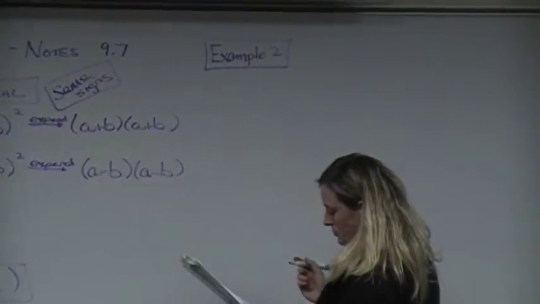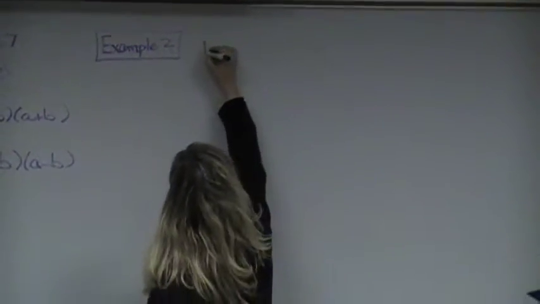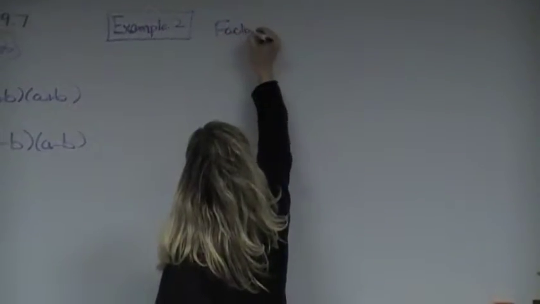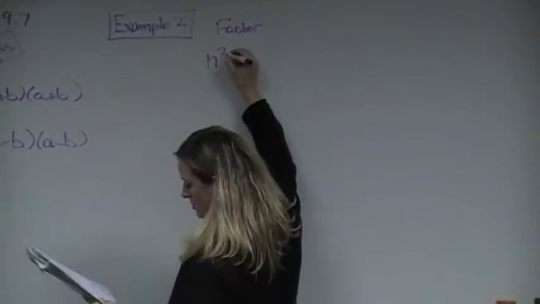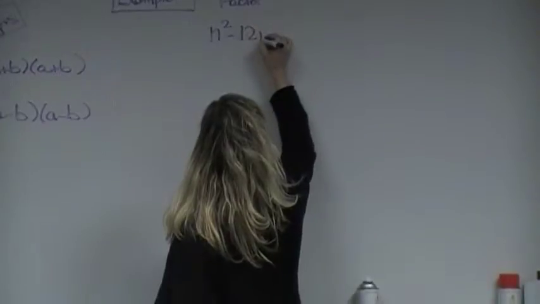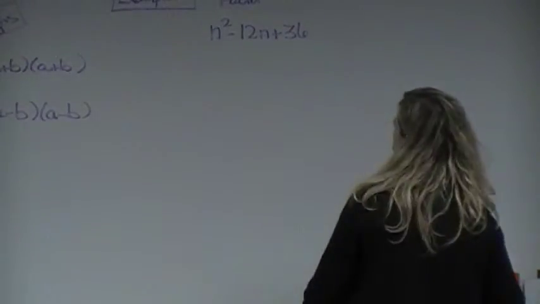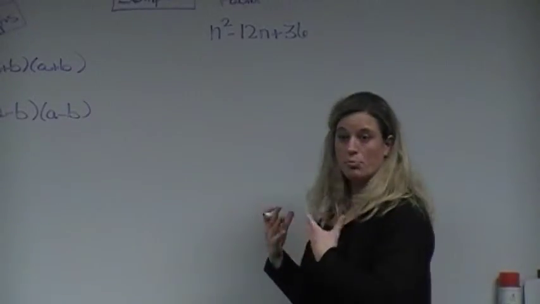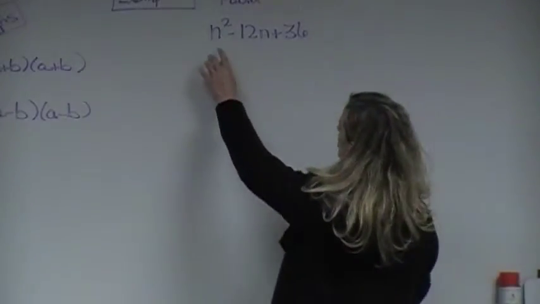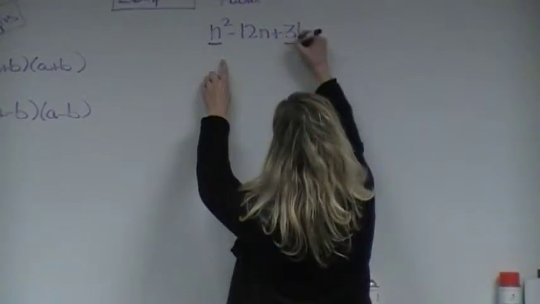Factor n squared minus 12n plus 36. Okay, so when we look at this trinomial, we ask ourselves, is it a perfect square trinomial? We look at the first term; the keys are the first and third terms.